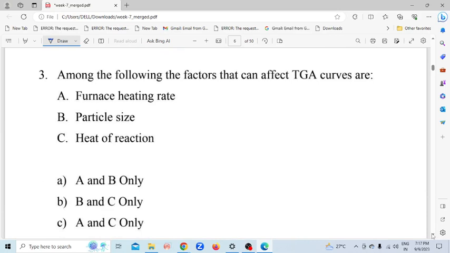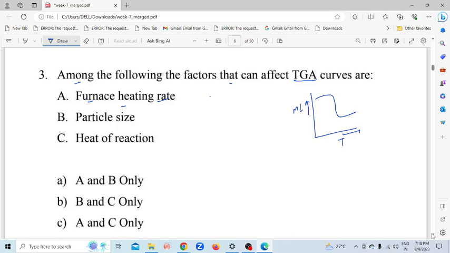Question number 3. Among the following, the factor that can affect the TGA curve. The TGA curve shows mass loss with increase of temperature. So furnace heating rate will definitely affect the TGA curve. Why is it so? What does heating rate mean?